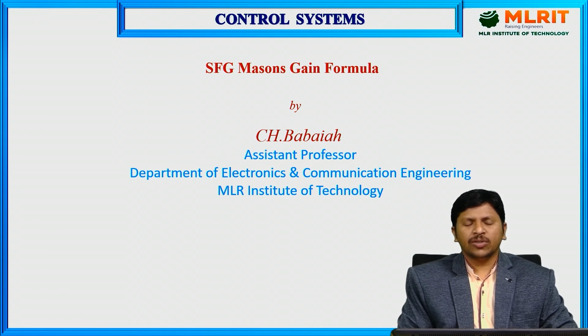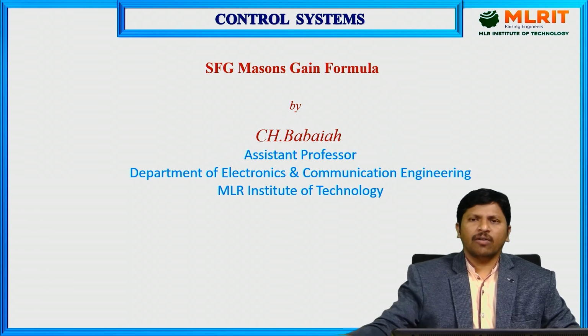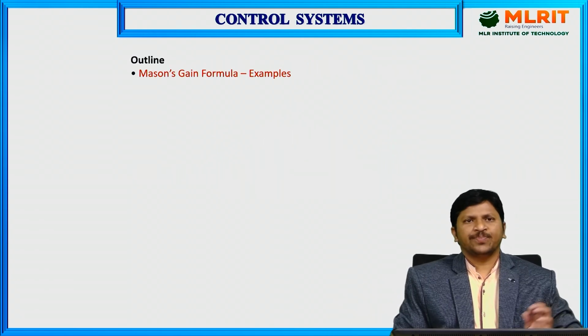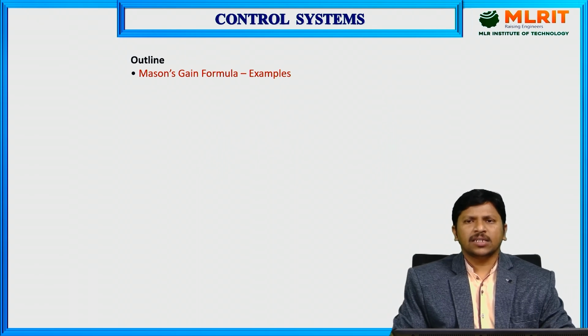Today I am going to explain the Mason's gain formula for the signal flow graph. In that we are going to use the Mason's gain formula. Now I am going to explain that. Here are the outlines of today's lecture: Mason's gain formula, the basic examples based on it, and we are going to calculate some problems, that is, calculate the transfer function by using Mason's gain formula.